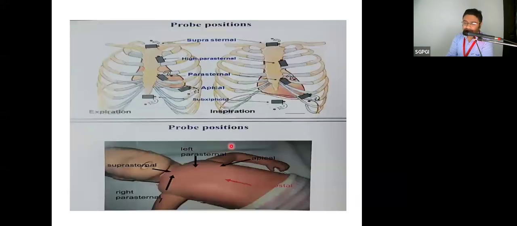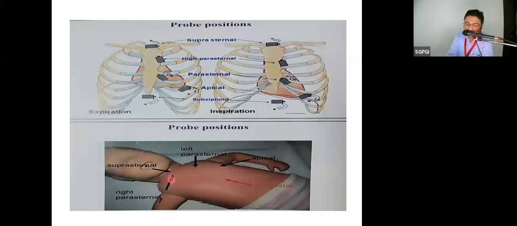These are the various probe positions. You can see this is the suprasternal, this is the high parasternal, which is between the first and the second rib. The low parasternal is between the third and the fourth, and this is the apical. And these are the various echo views. This is the left parasternal, this is the apical, this is the subcostal view, this is the suprasternal, that means in the suprasternal notch, and then there is the right parasternal.